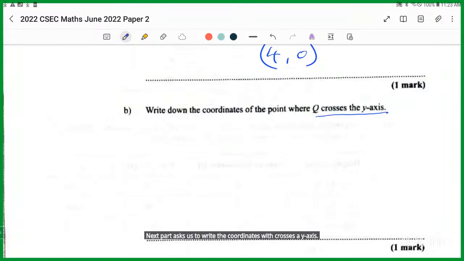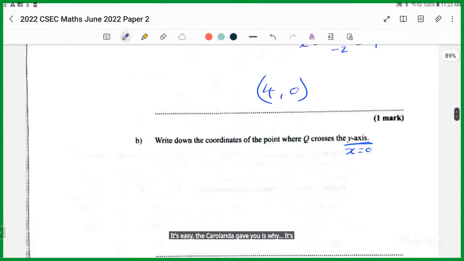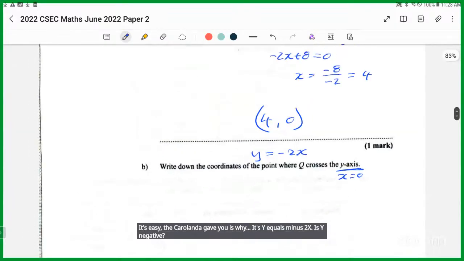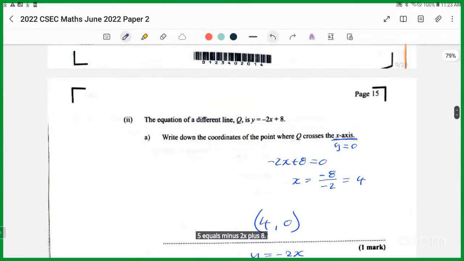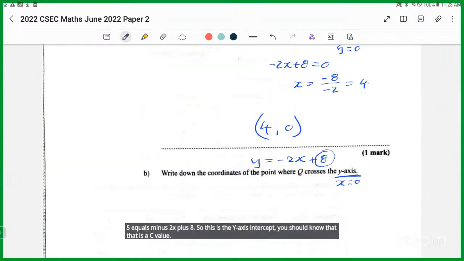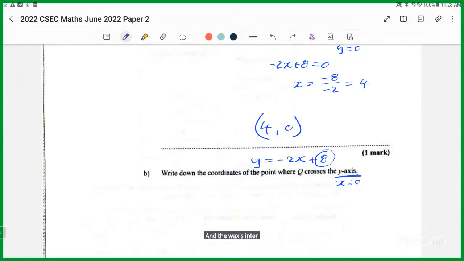On the y-axis, you know the x value is equal to 0. But it's easy because the line they give is y equals minus 2x plus 8. So this is the y-axis intercept. You should know that that is your c value. And the y-axis intercept is always 0, c. Which in this case is 0, 8. So it crosses the y-axis at 8.